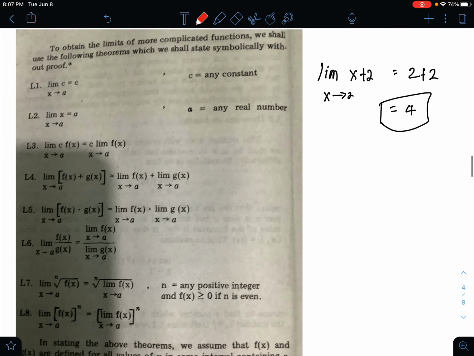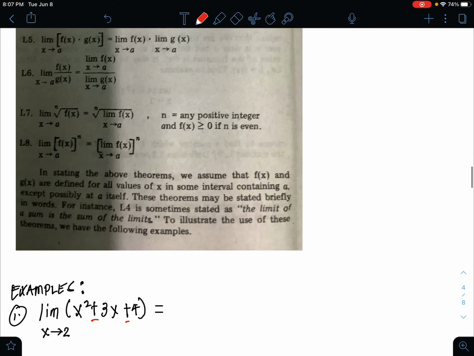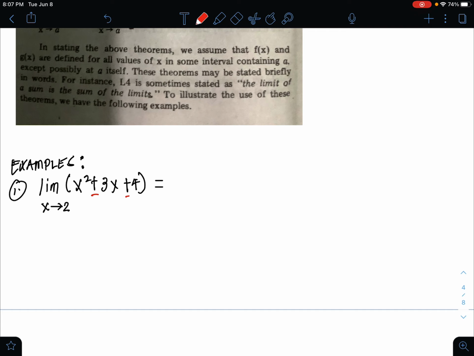And according to theorem L4, if limit of f of x plus g of x, the two limits can be split, and both of them as x approaches 2 as well. So therefore, this one can be written as the limit of x squared plus the limit of 3x plus the limit of 4, as x approaches 2, as x approaches 2, as x approaches 2.